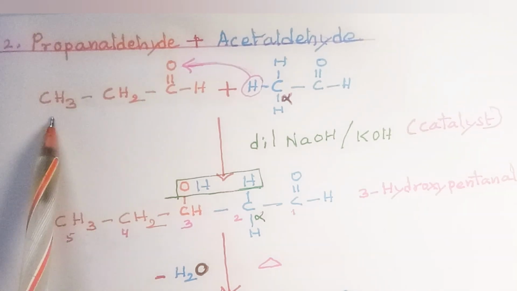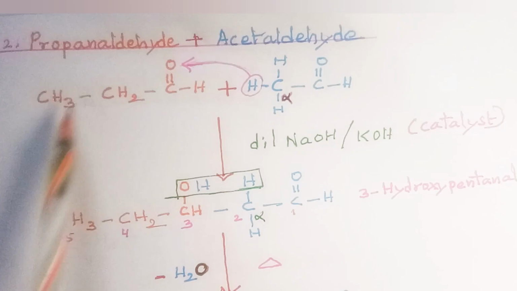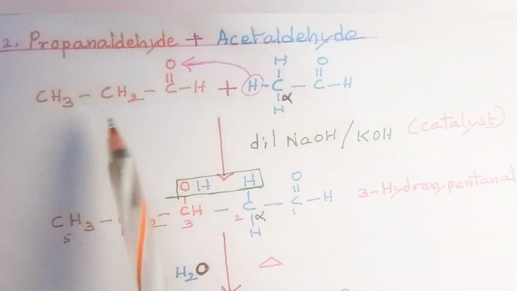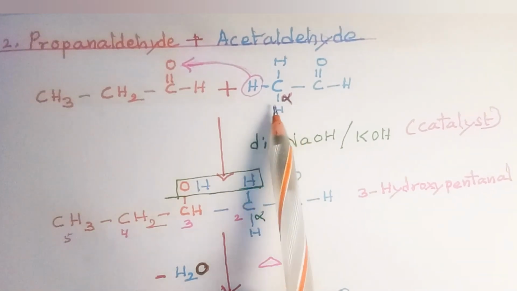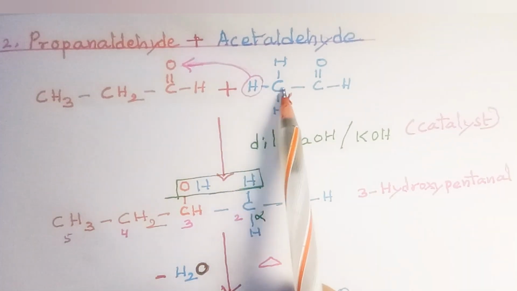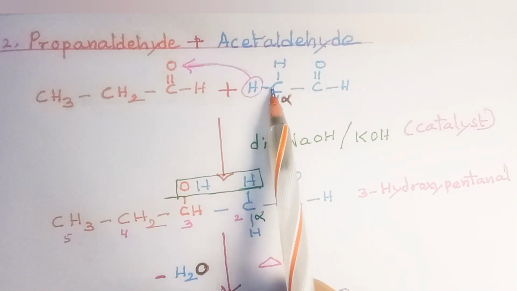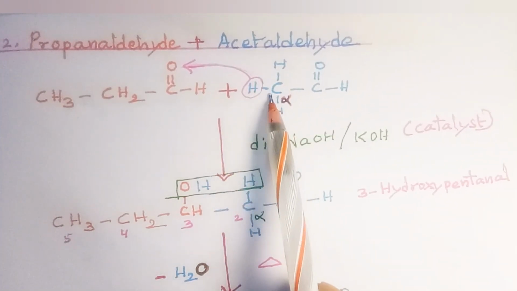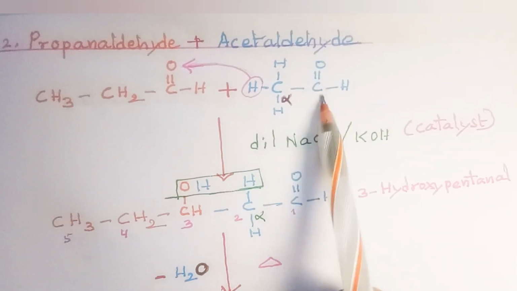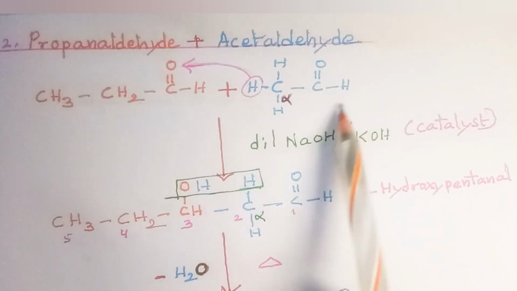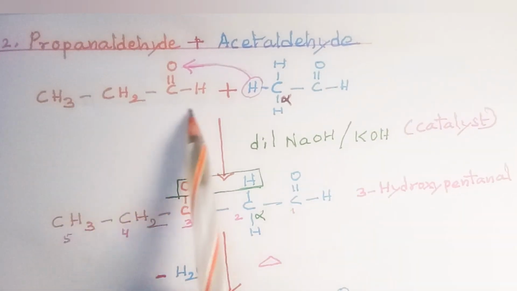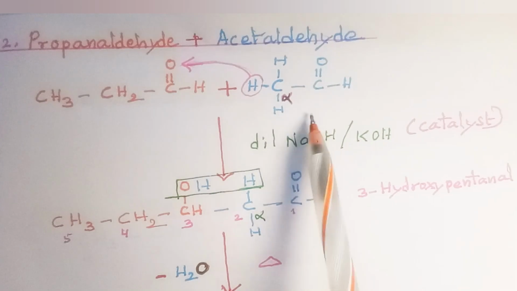The first reactant is propanaldehyde. It is written as CH3, CH2, C double bond O, H. The second reactant is acetaldehyde. CH3 is written as C, H, H, H. These three hydrogens are alpha hydrogens. C double bond O, H. This is acetaldehyde, written in blue ink, and propanaldehyde is in yellow ink for you to differentiate.